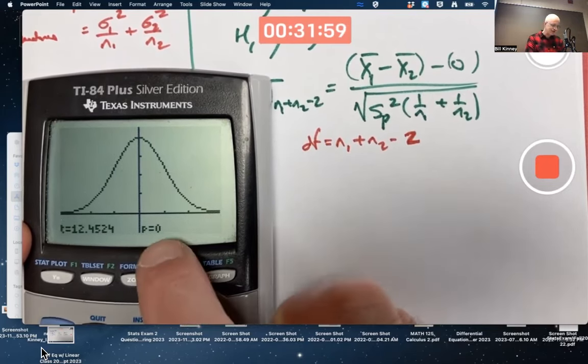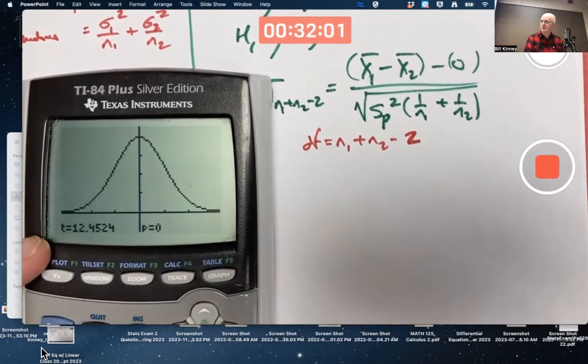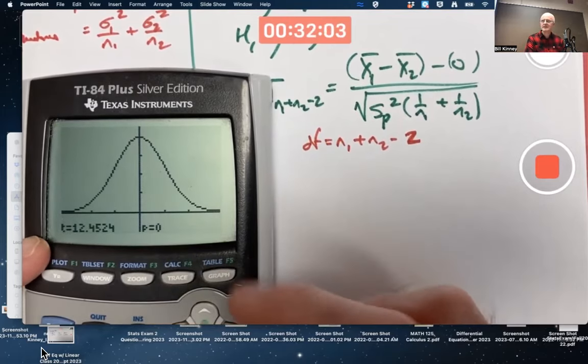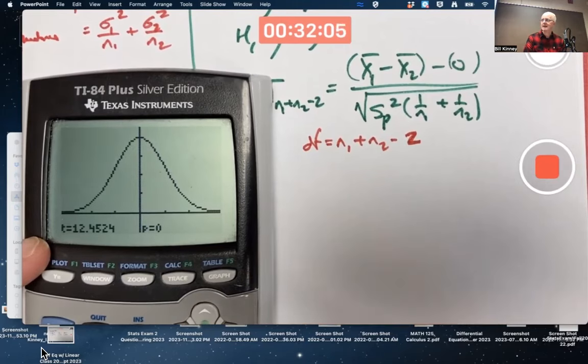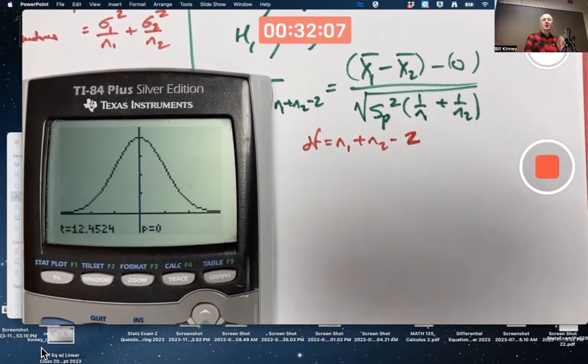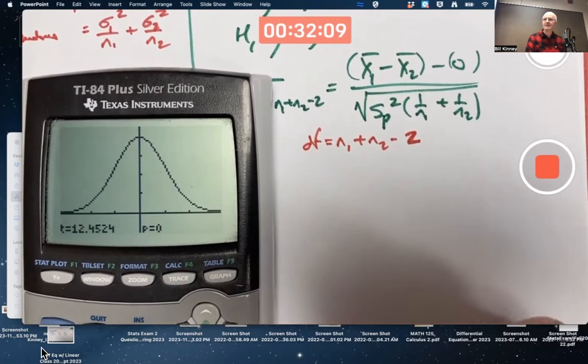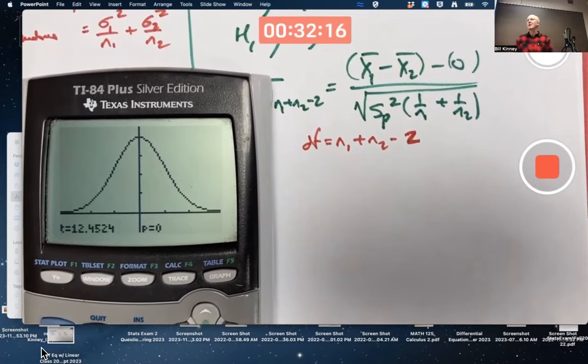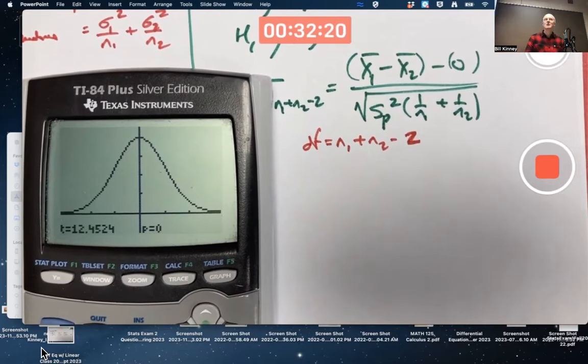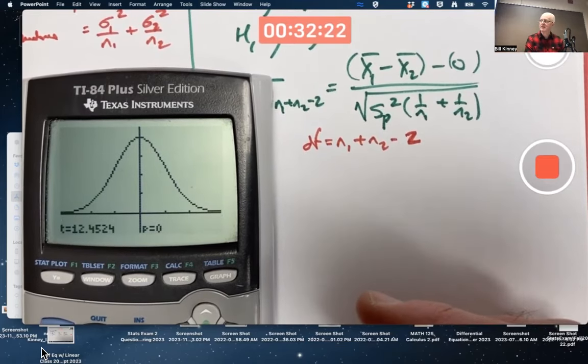It's saying p is essentially 0 because the test stat is very large, 12.45. Is the p truly 0? No, it's probably like 10 to the negative 50 or something, but so close to 0 that it's saying effectively it's 0. Definitely reject the null. If we were doing a two-tailed test, we'd want to double the one-tailed p-value. 2 times 0 is still 0. Okay, 2 times 10 to the negative 50 is still very, very small. We'd still reject.